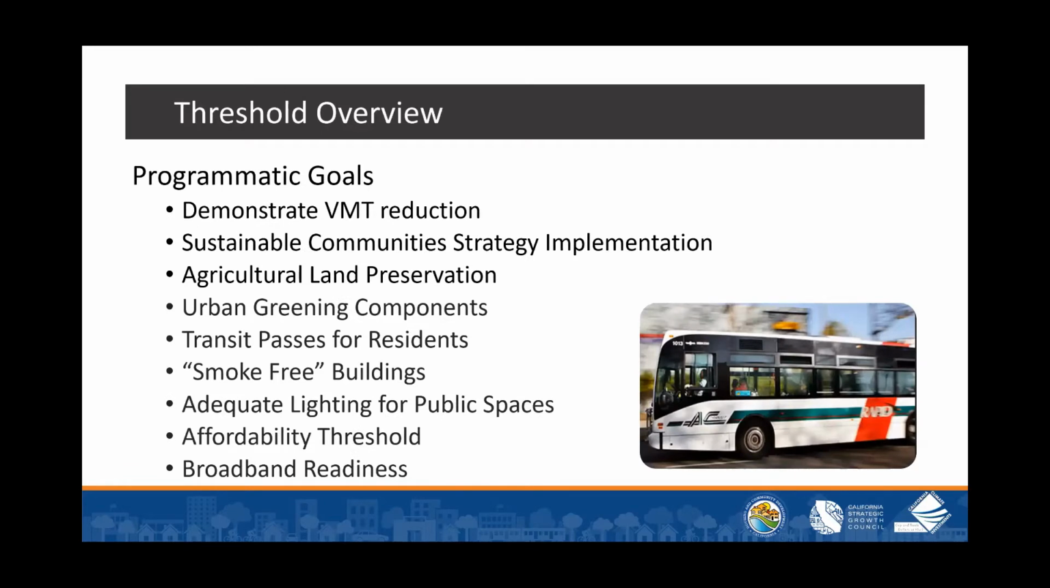The programmatic goals require that you demonstrate VMT reduction, that you have sustainable community strategy implementation, that you have agricultural land preservation, that there's components of urban greenery, and you may also have transit passes for residents. Your buildings must be smoke-free, and there should be adequate lighting for public spaces. You must meet the affordability thresholds, and you may have broadband readiness.